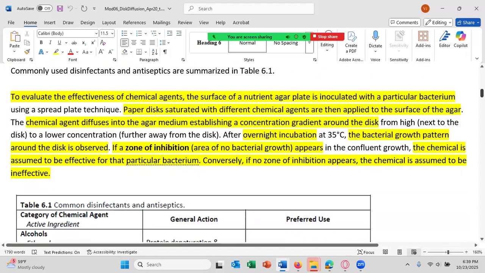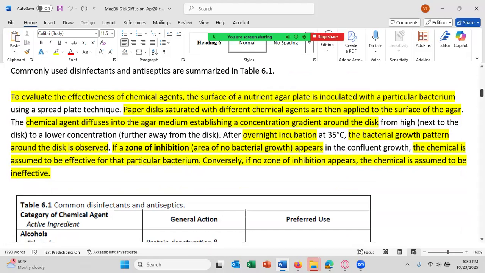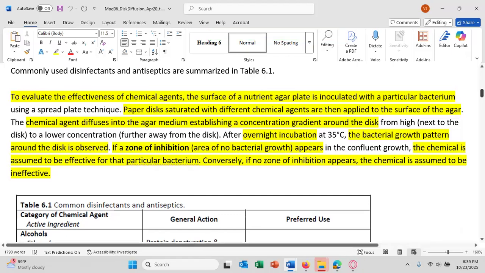To evaluate the effectiveness of chemical agents, the surface of a nutrient agar plate is first inoculated with a particular bacterium, and you get the bacteria to grow everywhere on the plate. Then, after inoculating the bacteria, but before you grow the bacteria up, you put paper discs saturated with different chemicals onto the surface of the agar. The chemical agent will diffuse into the surrounding agar, establishing a concentration gradient around the disc.